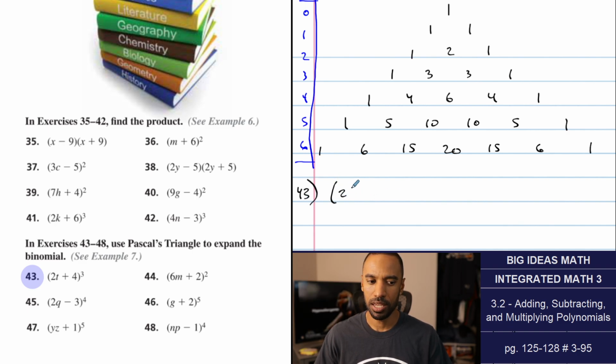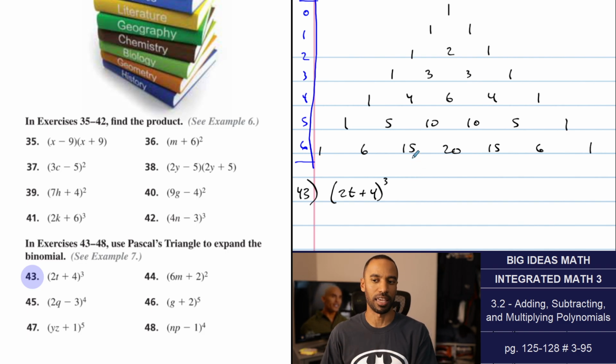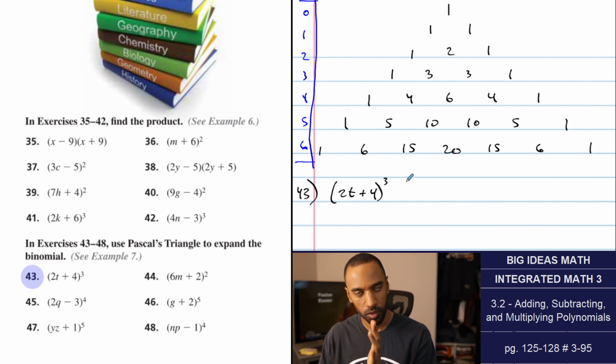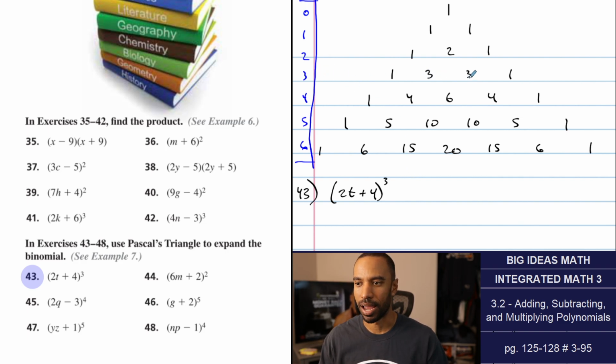We have (2t plus 4) quantity cubed. Now, we just did a cubed thing. It's not like this is going to be new. We just came off of one. But let's follow along. Row 3 is going to have 4 terms.